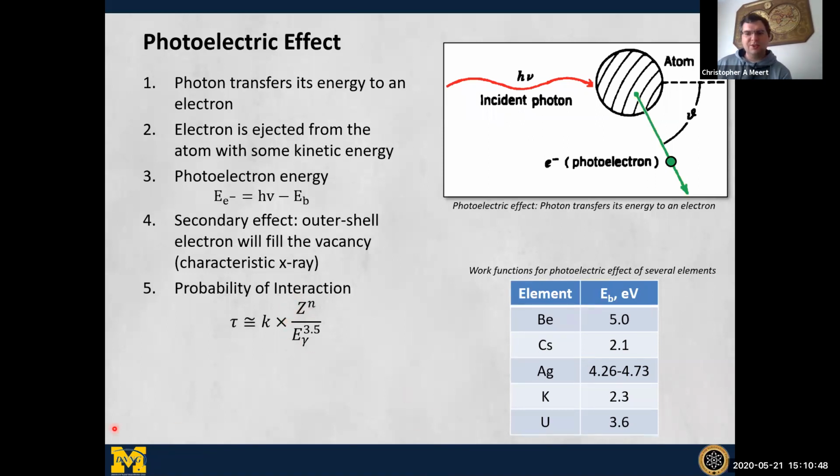Does anyone have any questions about this reaction before I move on? I cannot see the chat right now, maybe because of some setting of Zoom. Maybe Will can help me out. There we go. It looks like not many questions about the photoelectric effect. Might be good to move on.